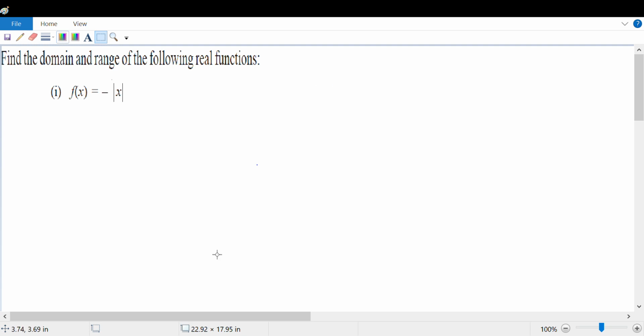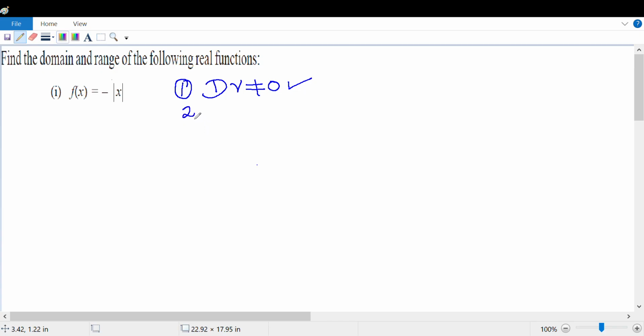And yes, we can find the domain and range of the function f of x is equal to minus modulus of x. So for finding the domain, first of all we need to check two things in the function. The first thing: is a denominator there or not? If there is a denominator, we always have to treat the denominator as not equal to 0.